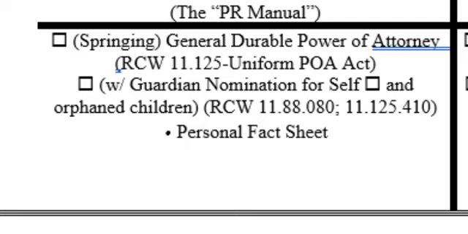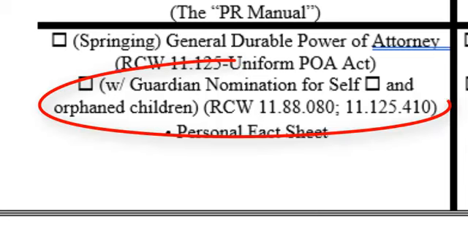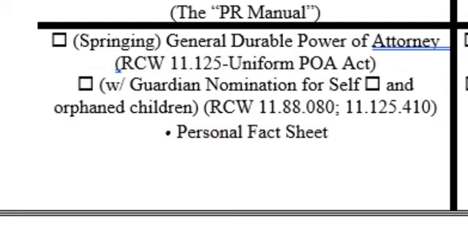Let's go down to the next item, the next checkbox, and that's with guardian nomination for self, and then another checkbox for orphaned children. And here we've got a couple of statutory citations, RCW 11.88.080 and 11.125.410. Well, a guardian is basically saying, hey, if I'm a parent and I have children that are left behind, I want to say who's going to be the parent for those children.